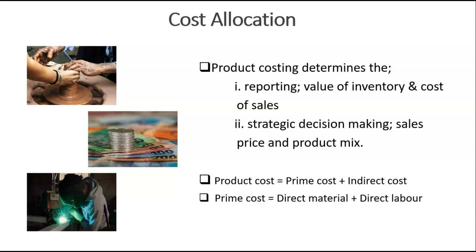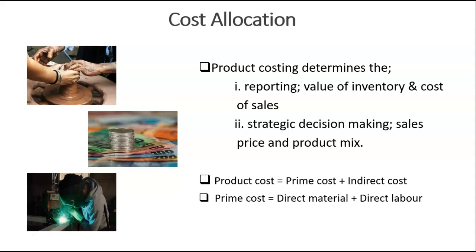There are two main purposes of product costing. First is to support reporting, where product costing will help to determine the value of inventory and cost of sales. The second one is to make strategic decisions with regards to fixing of sales price and product mix.